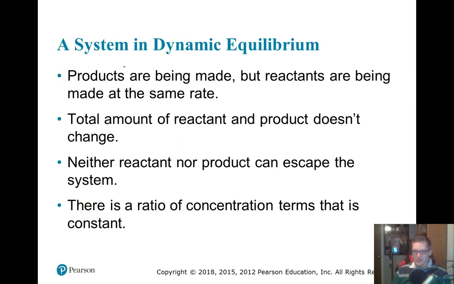If you're at dynamic equilibrium, the word dynamic is important. That implies that a reaction is still taking place. Just because we're at equilibrium doesn't mean our reaction has stopped. It just means that we're not changing the amounts of reactants and products as our reaction goes. So the total amount of reactant and product doesn't change. But the key here is once we've reached equilibrium, we need to make sure that neither reactant nor product can escape the system. If one of them can leave the system, that would disturb our equilibrium, and we would not be at equilibrium anymore. So there has to be a constant ratio of concentrations.